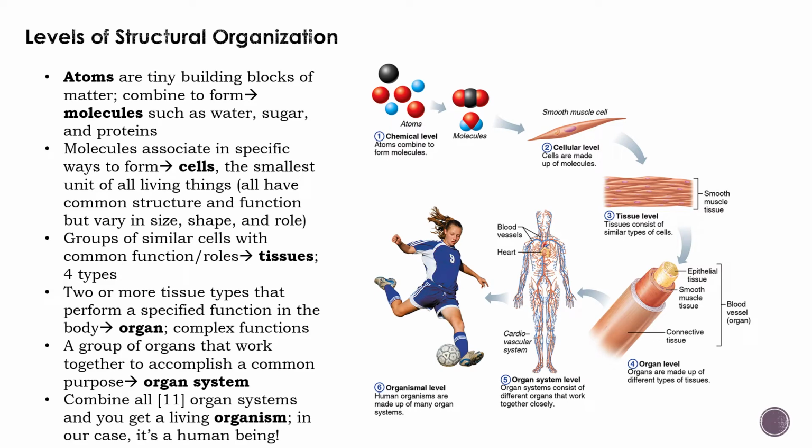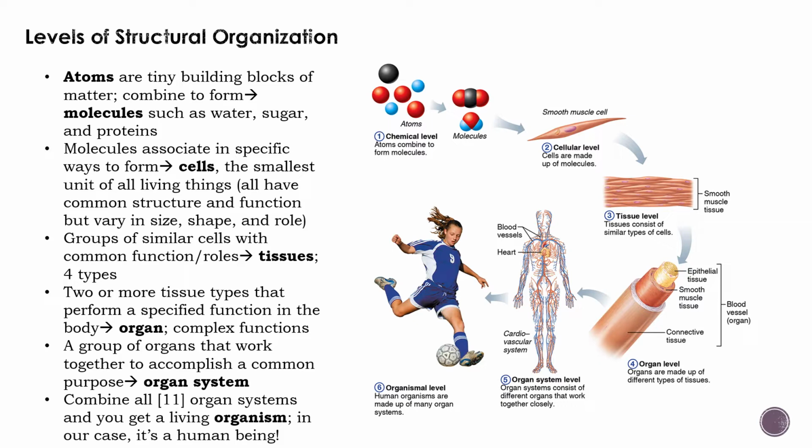Now let's talk about the levels of structural organization. So here on the right is again a graphic pulled directly from your text, and you can see that it's labeled 1 through 6. So at our first level we have the chemical level, atoms, the tiny building blocks of matter, which then combine to form molecules, things like water, sugar, and proteins.